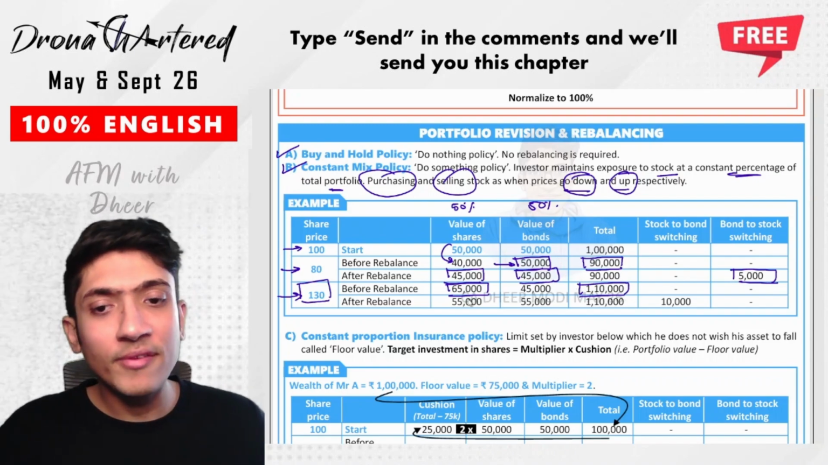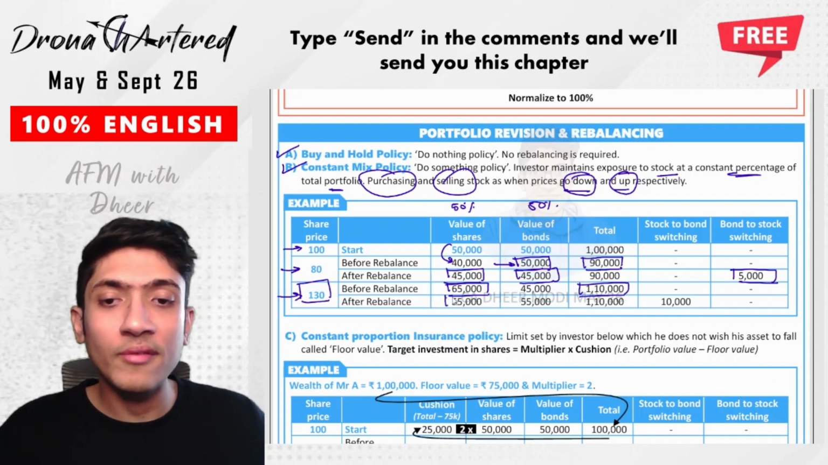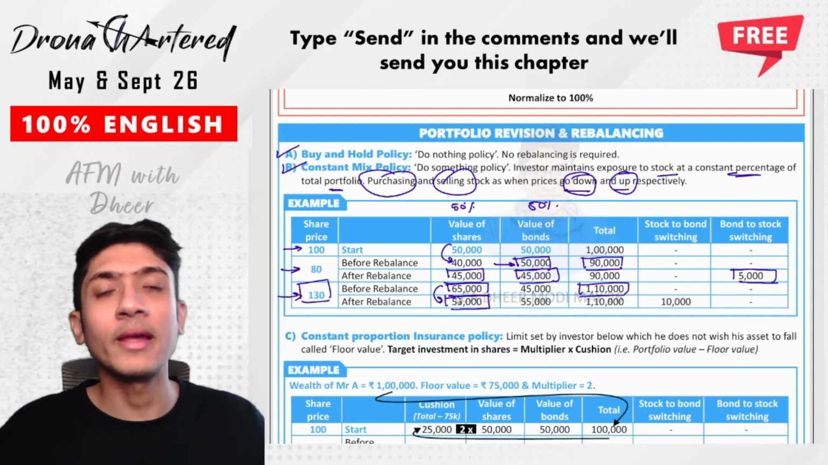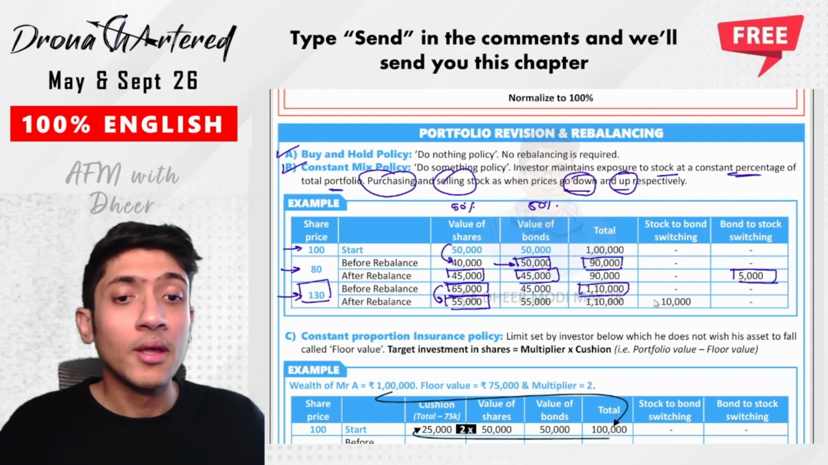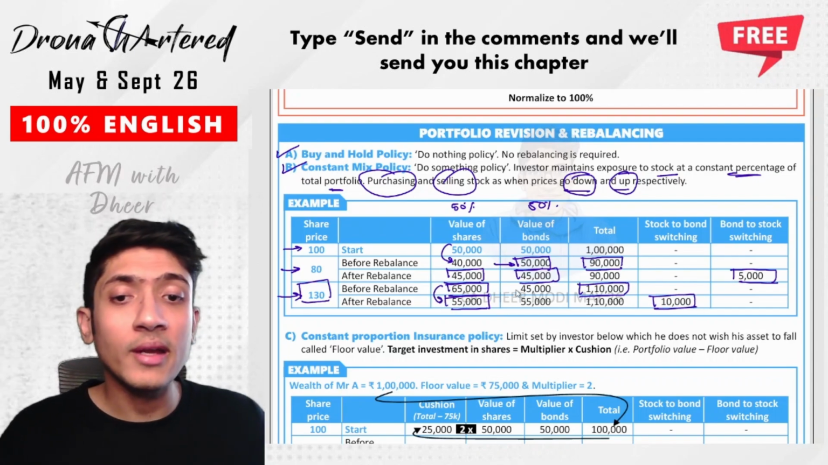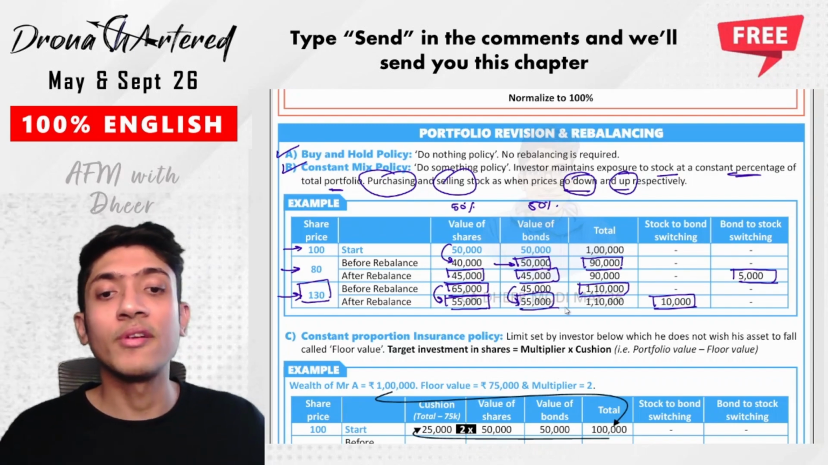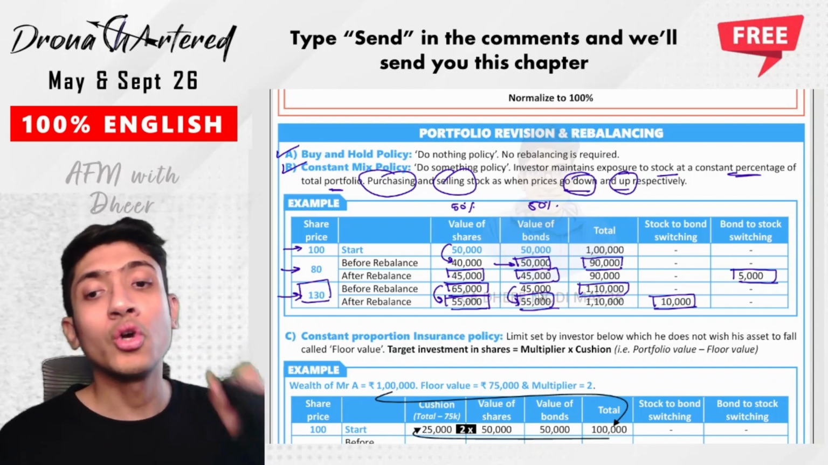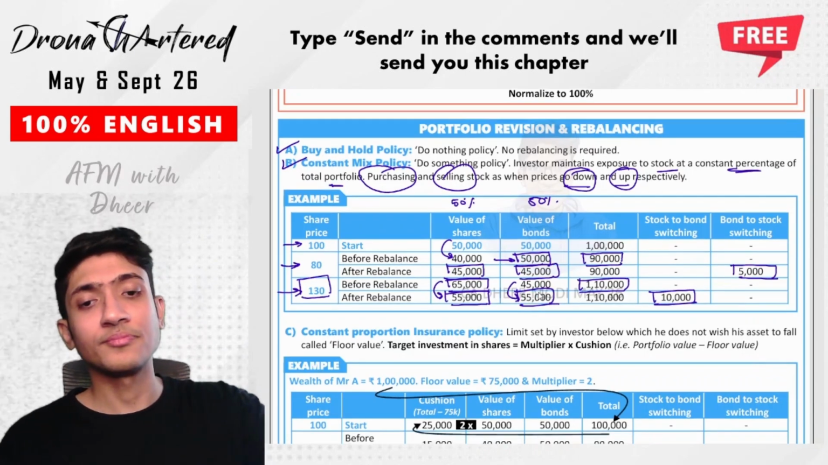Again, I want it to be 50-50. So I will want 55,000. So therefore, I want 55,000 here. That means I will sell shares worth 10,000. So I sold shares worth 10,000 and I will get 45,000 to 55,000. This is your constant mix policy.